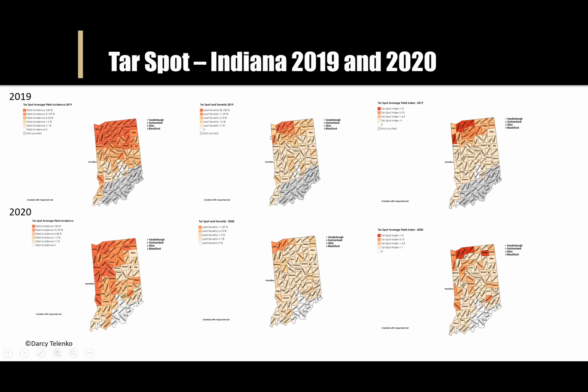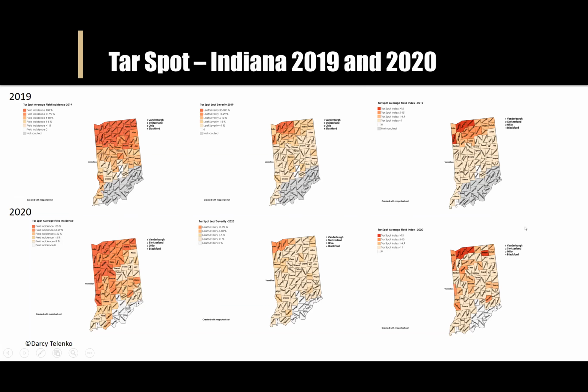Here, as you can see up in northern Indiana, that's where we had that significant epidemic, and that's where we continue to see this annual problem. When we combine that information together, we get what we call an index, and that's what the maps on the right are showing, the index map.